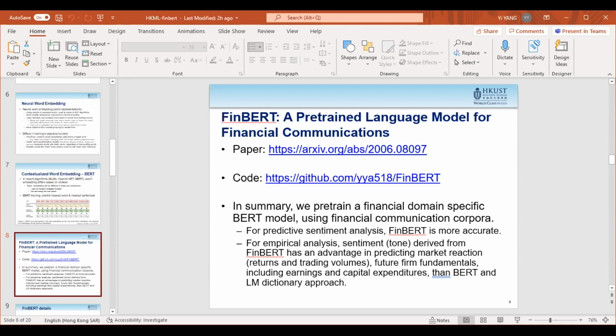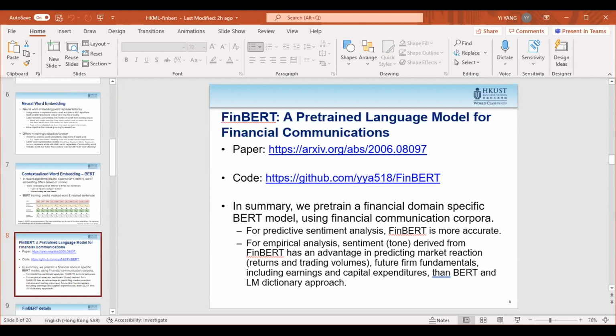We also evaluate these models against the BERT model and against the traditional dictionary-based approaches, and see whether or not the FinBERT model can better understand financial text. The paper is on this link, and we also have a code base on GitHub where you can use the models. And we also provide a Jupyter notebook on GitHub so that you can try these models on your own documents and see whether that model is accurate.